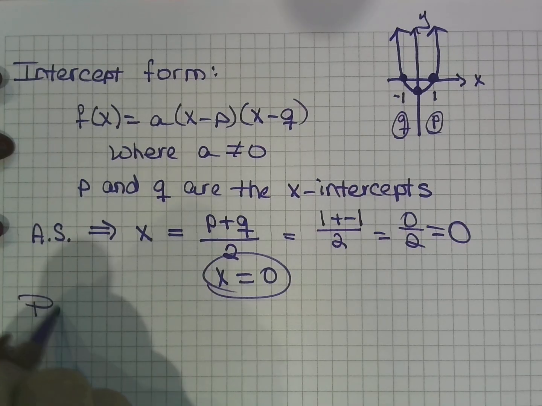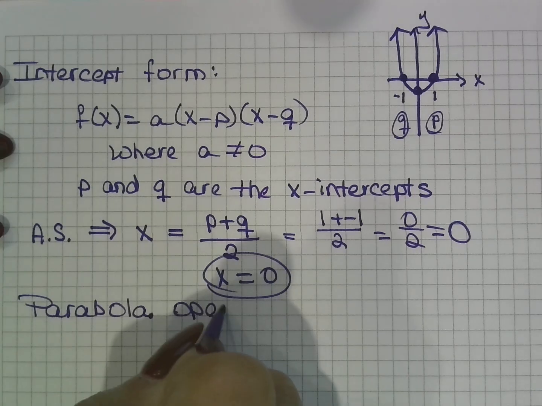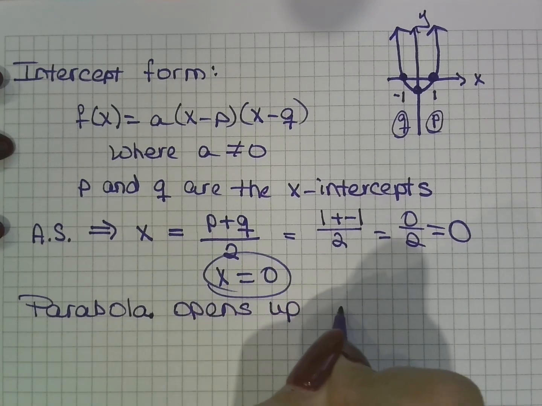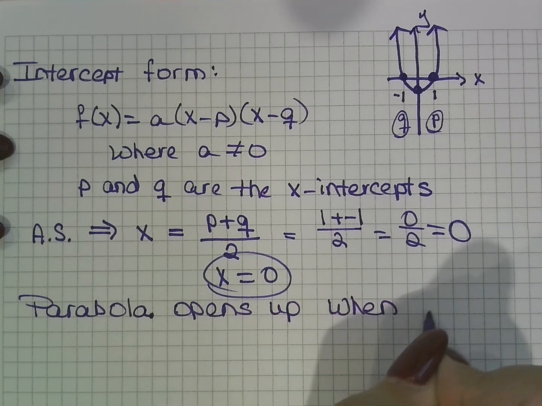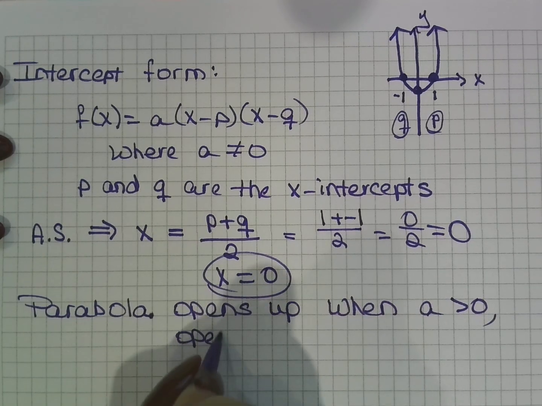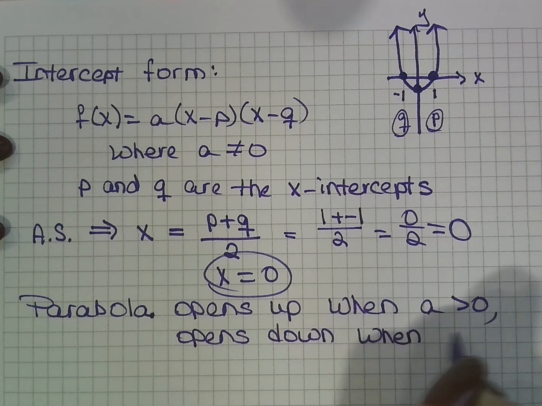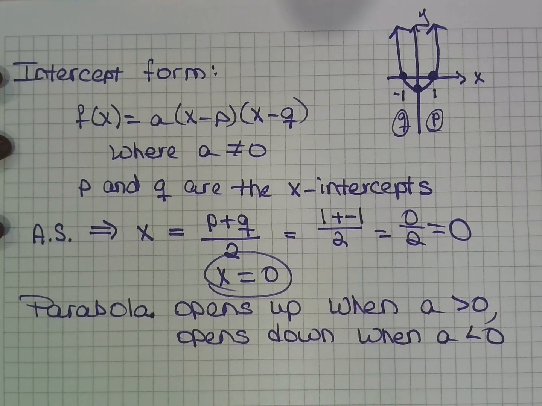Okay, once again, the parabola opens up when a is greater than 0, and it opens down when a is less than 0. All right?